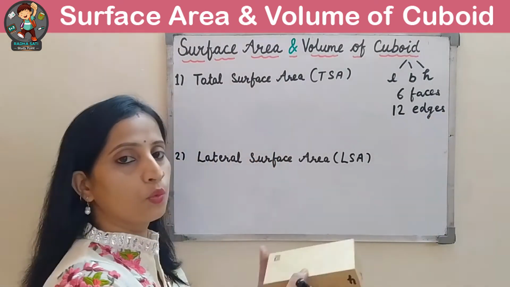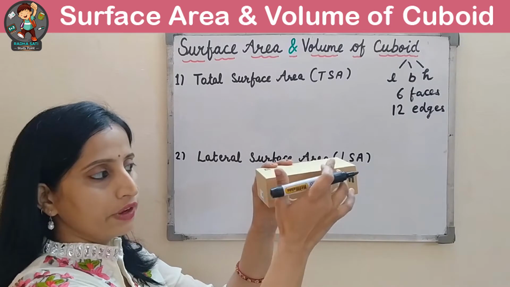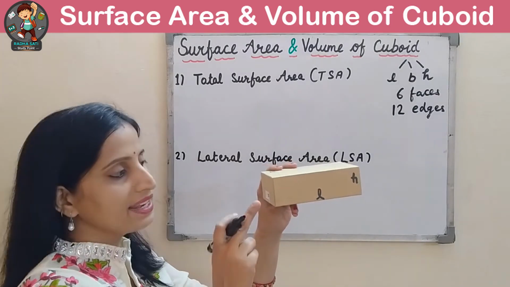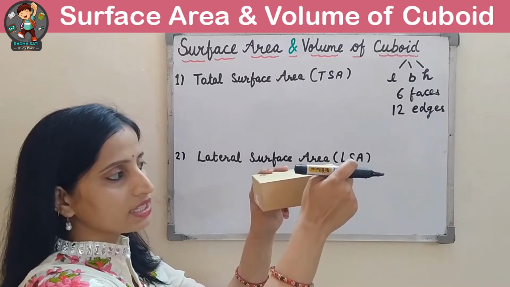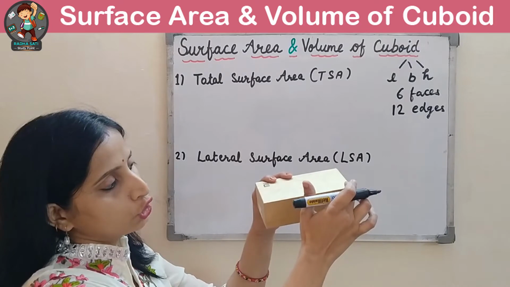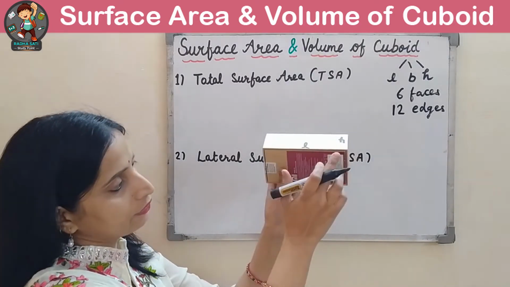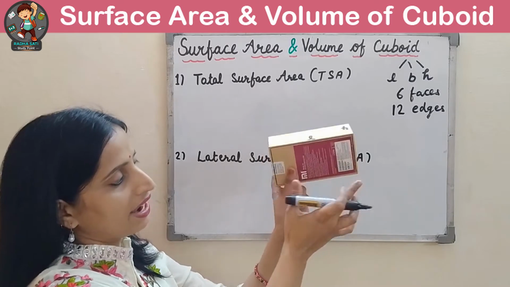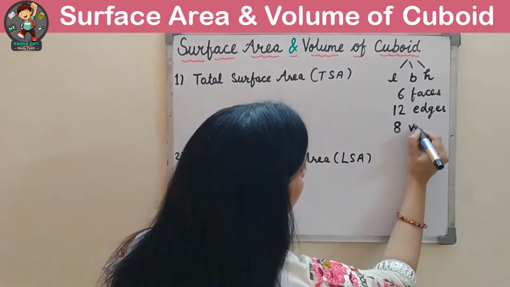And now vertices. Vertex means the corners where two or more line segments meet each other. So these are the vertices here. Now let's count the vertices in a cuboid: 1, 2, 3, 4, 5, 6, 7, 8. So a cuboid has 8 vertices.